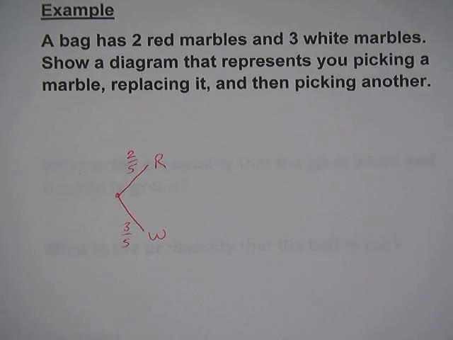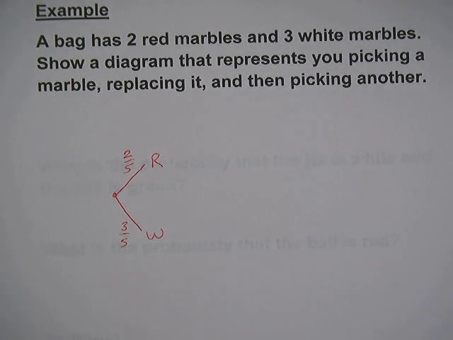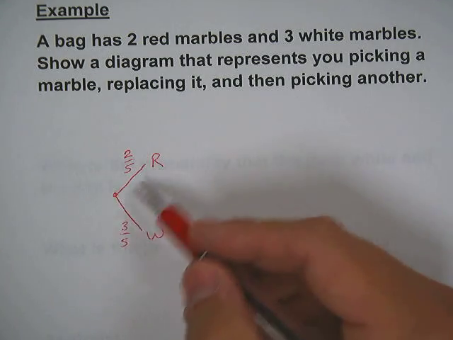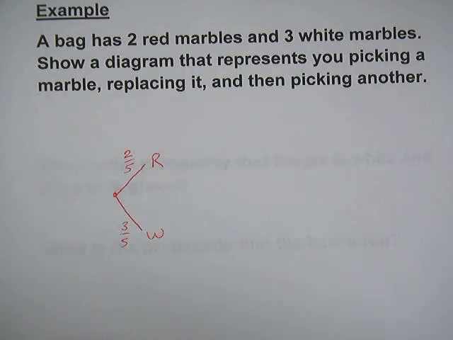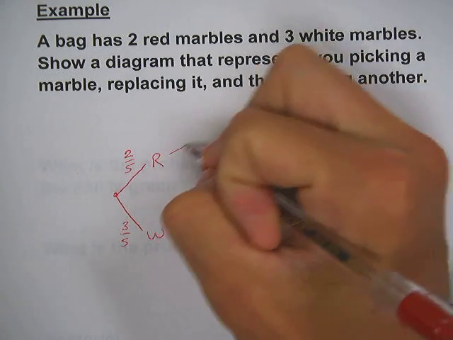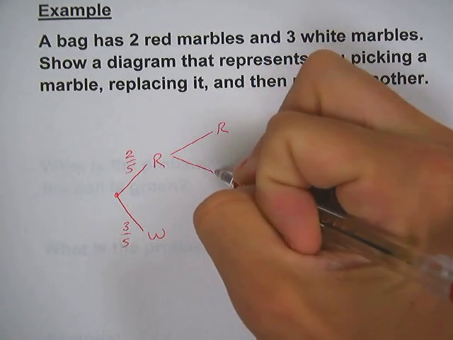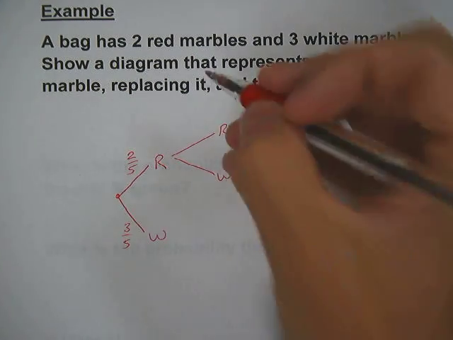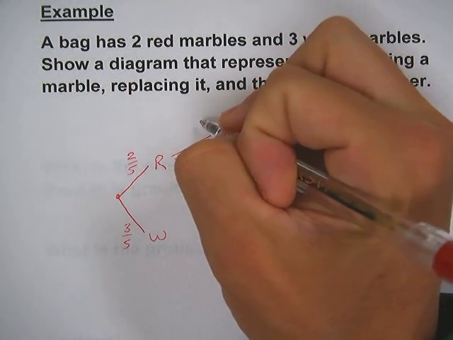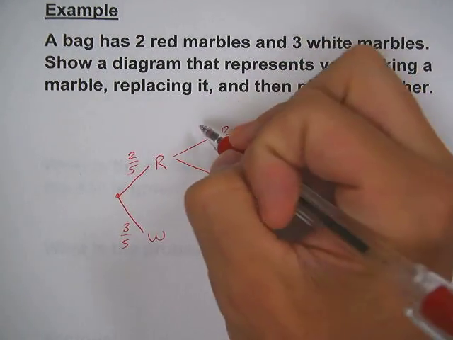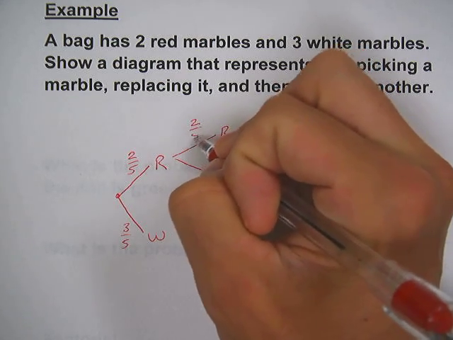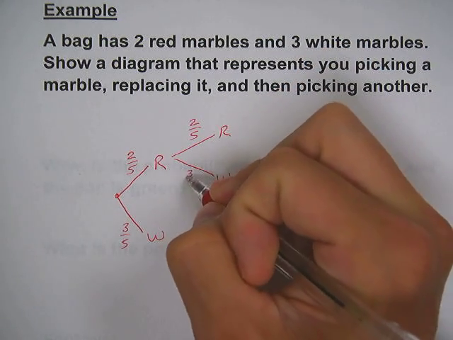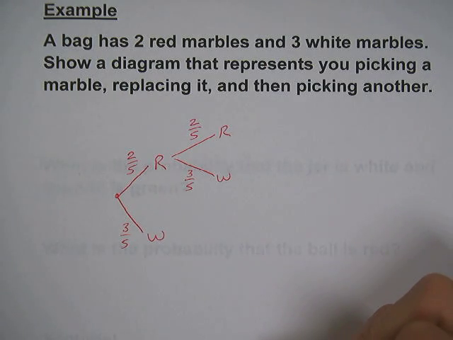Now the next part says we are going to replace it. So that means we take the marble, whichever one we picked, and throw it back in, and then pick another one. Let's say we went down this branch, we picked a red, threw it back in, and now we're going to pick again. My choices are I could pick a red or a white. What's the probability of me picking a red this time? Since I put the original marble back in, again it's 2 out of 5, and this is 3 out of 5.